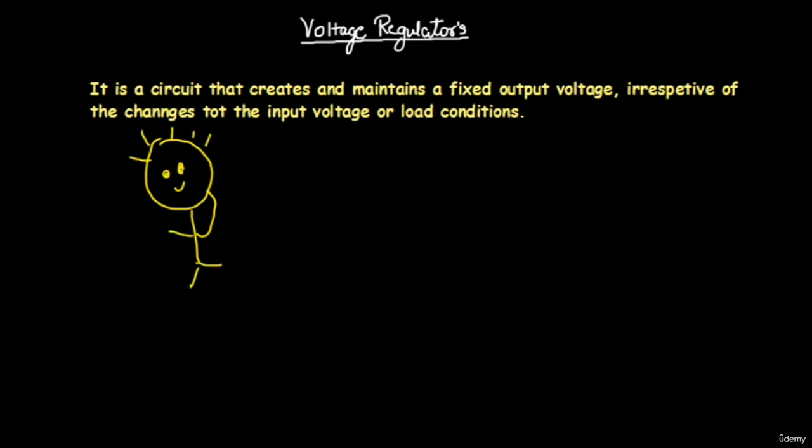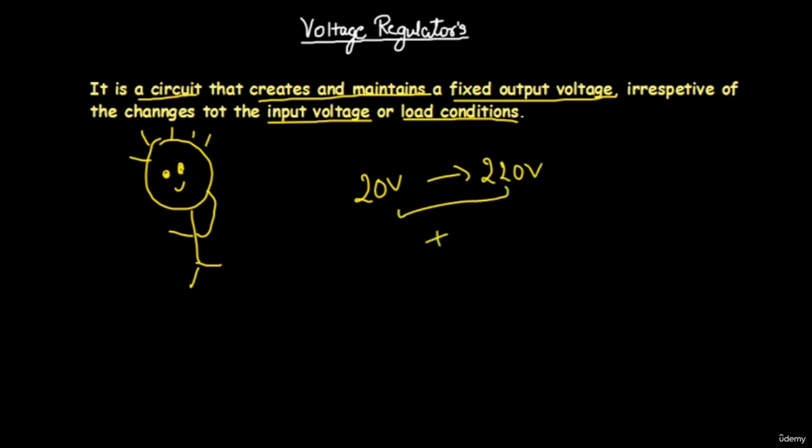The first thing: it is a circuit that creates and maintains a fixed output voltage. These are the most important keywords we have here. It does not matter if there are any changes to the input voltage or load conditions. What does it actually mean? Voltage regulation means that if you are getting 20 volts and you are converting that into 220 volts, you are increasing by 200 volts. So you are regulating the voltage in this case.